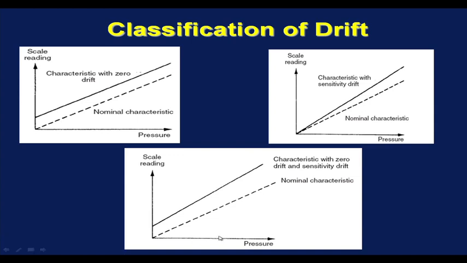Finally, this is the case where we have zero drift as well as sensitivity drift. You can see that if the instrument had no zero error, this point should have coincided with the origin, and if the instrument had no sensitivity drift but only zero drift, this line would have been parallel to this nominal characteristic line.